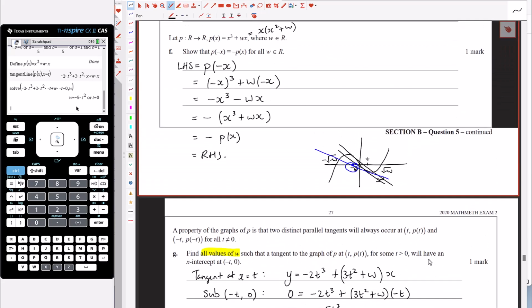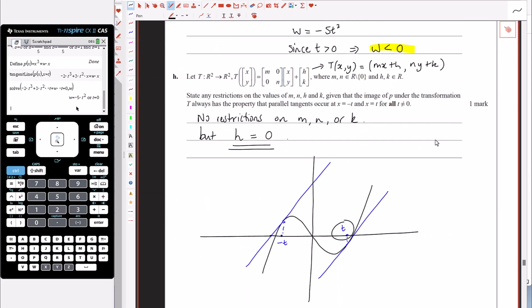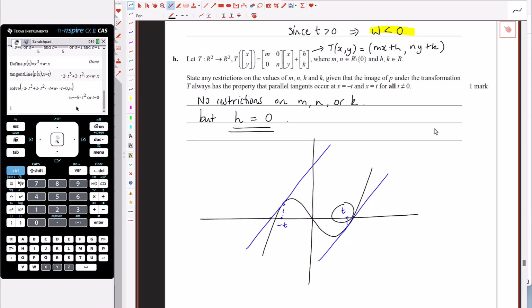The other thing to note here is this was sort of designed to help you, because what you're identifying up here is that p is an odd function, and so it's that really nice odd function symmetry that actually means we get these parallel tangents. And so this will still be an odd function if we dilate it in either direction or if we translate it up or down, but it won't be an odd function if we translate it left or right, and therefore that's where the problem arises.